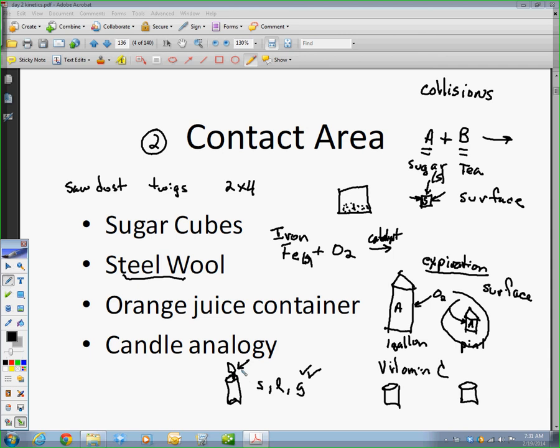Right on the wick. So here's another example of which phase of matter will react the fastest. Solid, liquid, or gas, and gas is the winner.